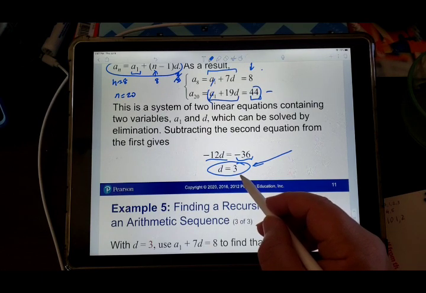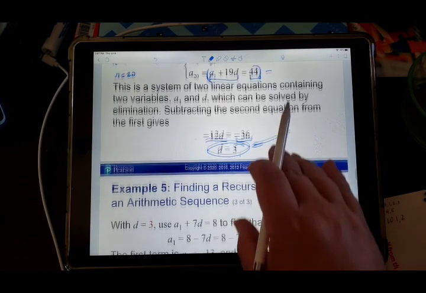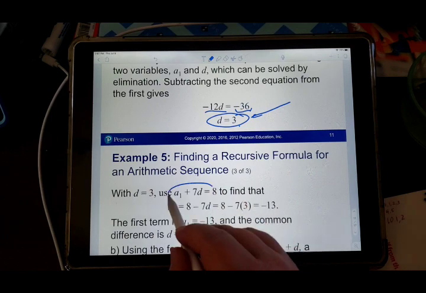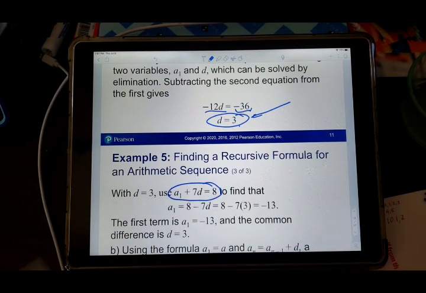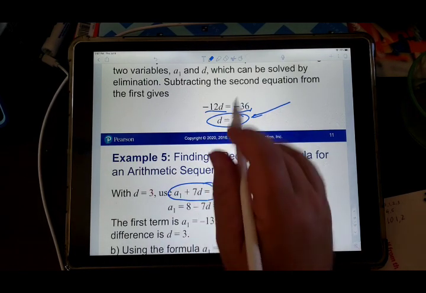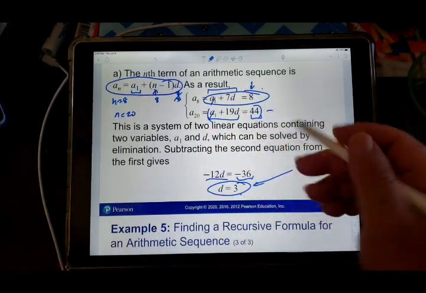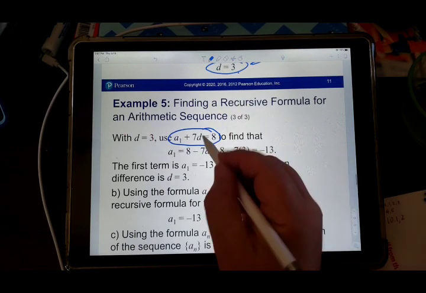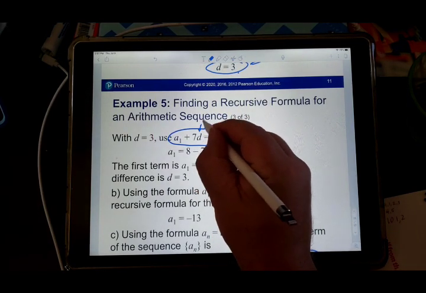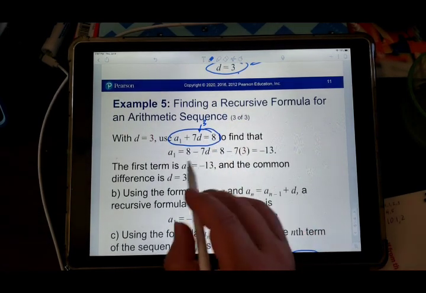I could have taken this d equals 3 and substituted it into one of our equations, just like you normally do when you have a system of equations. Substitute d equals 3, which we calculated earlier.